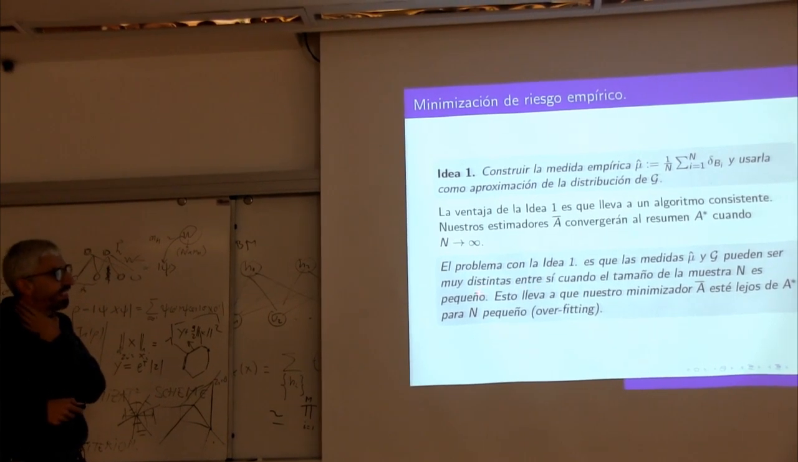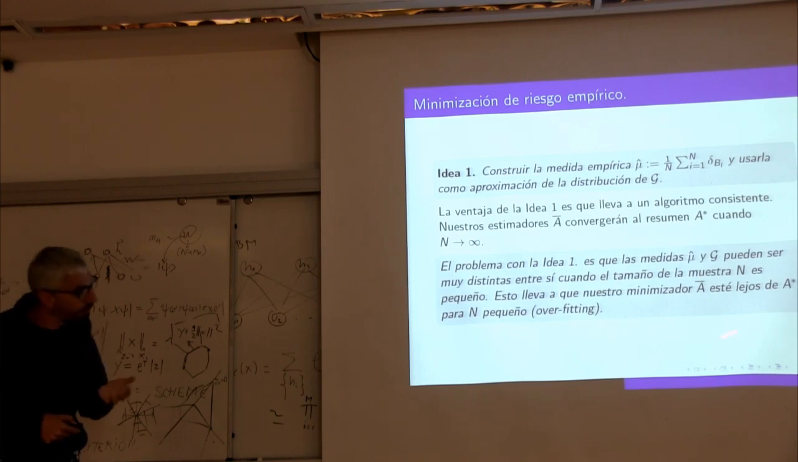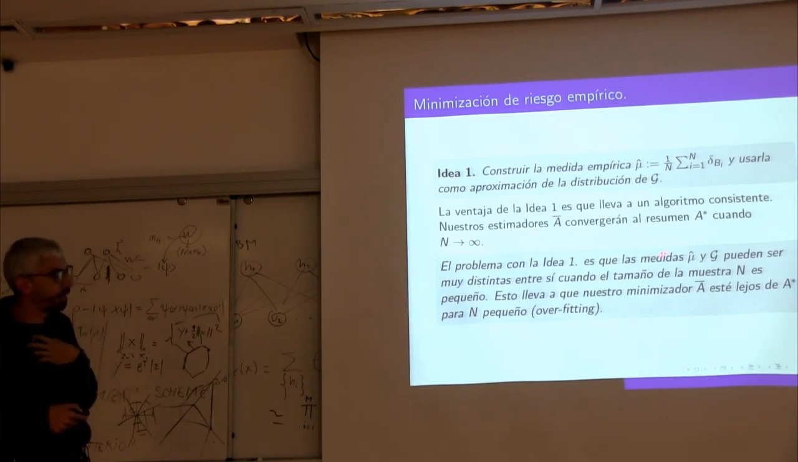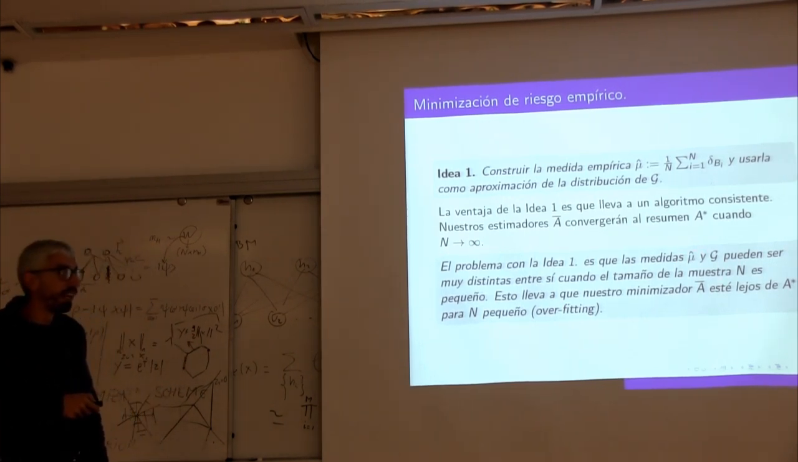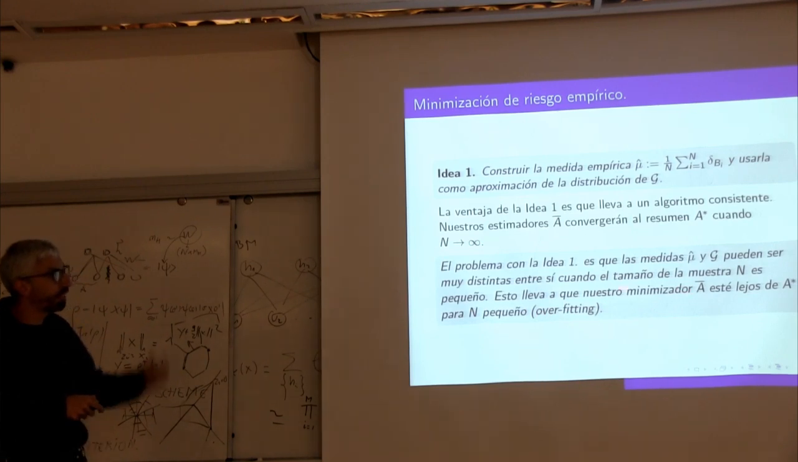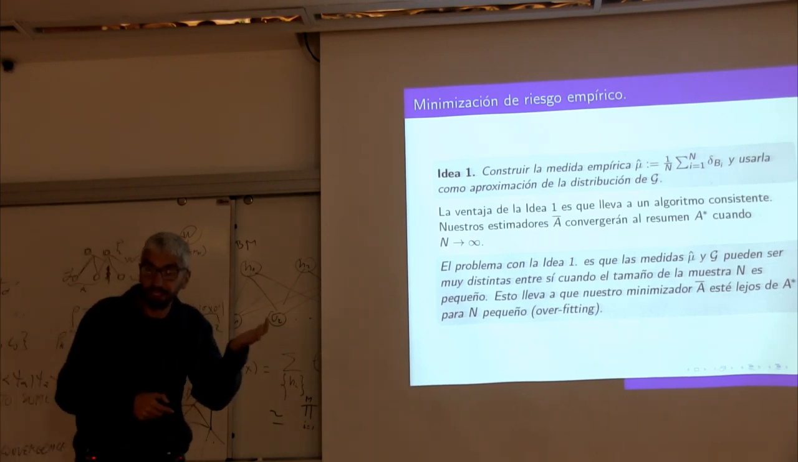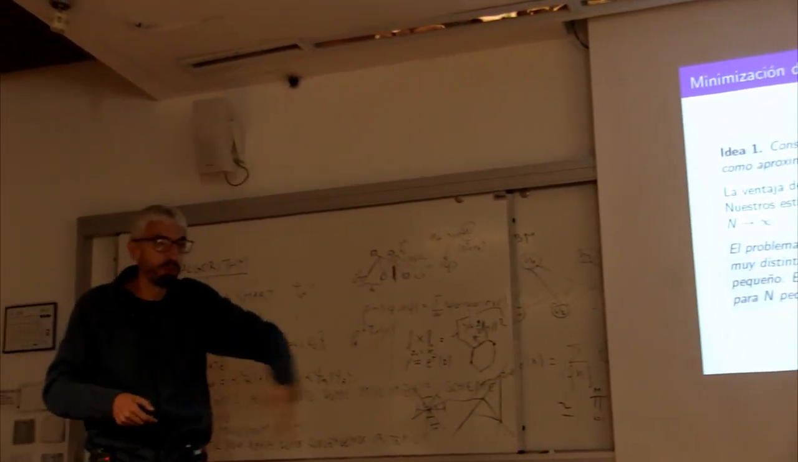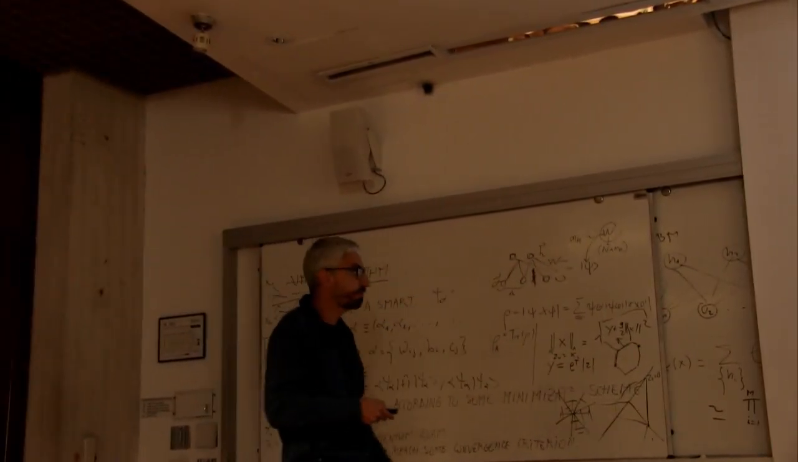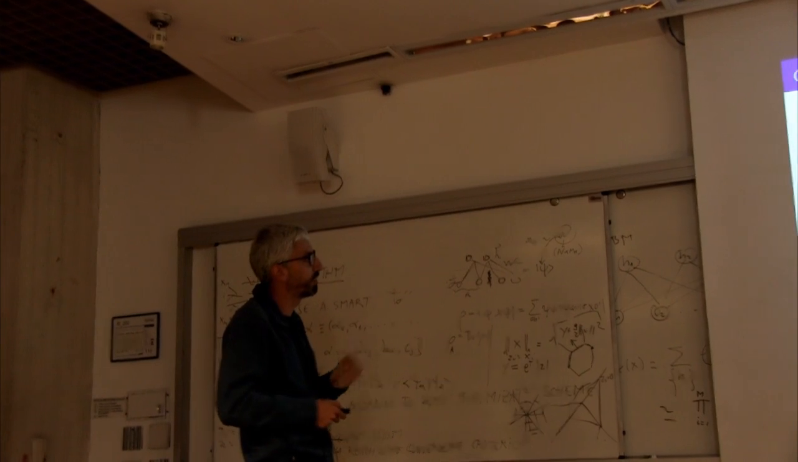However, this idea has a huge problem. The problem is that the empirical measure given by our samples and the true measure G could be extremely far away if your sample size is small. And this makes our minimizer, the one that we computed, very far from the truth. This is a way of mathematizing the concept of overfitting. We are believing our samples too much, and we do this crazy optimization, and we obtain a result that's unrelated to the truth. So let's do it in a picture, because that always helps.